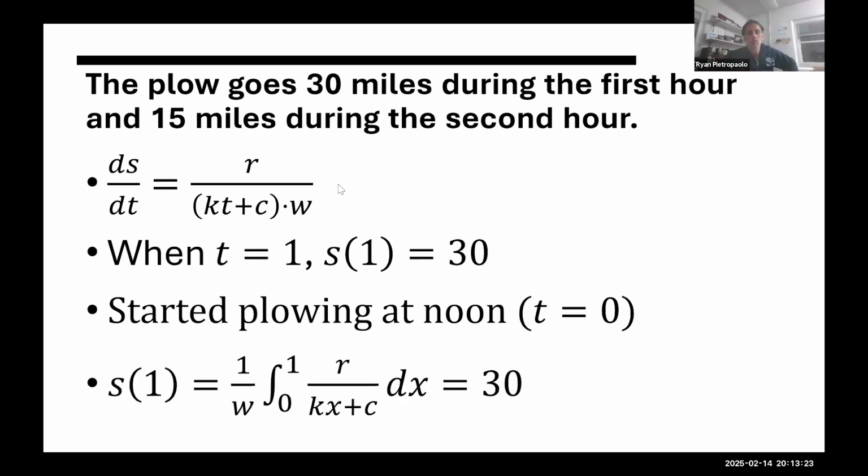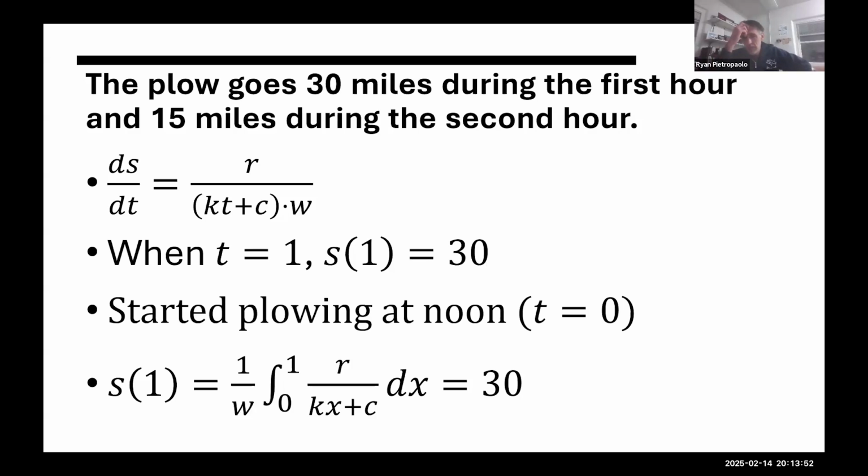So here we go. S of 1, which is equal to the distance traveled over that first hour, is just the integral from 0 to 1 of ds dt, right? That's if I integrate my velocity, I'm going to get my distance traveled. I pull the 1 over w out front. That's just a constant. And I changed to x here. I could have left it as t, but students are more comfortable with x, so I put that in there. But you could leave that as t.